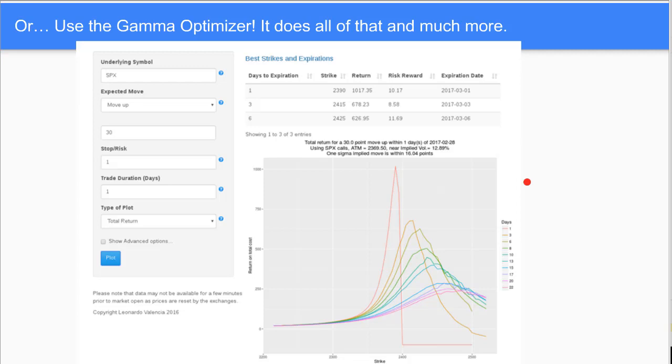I want to say that this is a long gamma optimizer. This is for option buyers. This is not for selling options, because the optimization for selling options is kind of simple: you sell near the money.